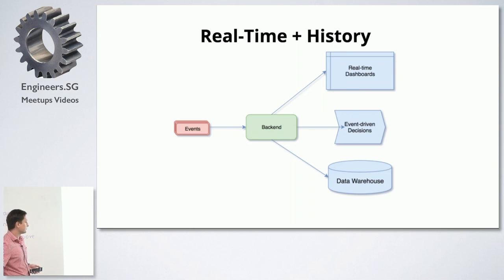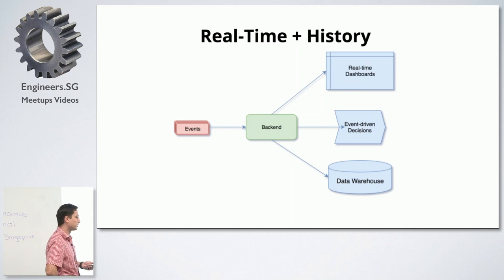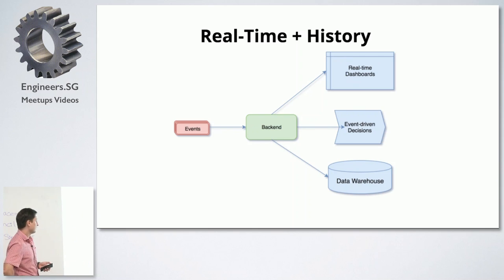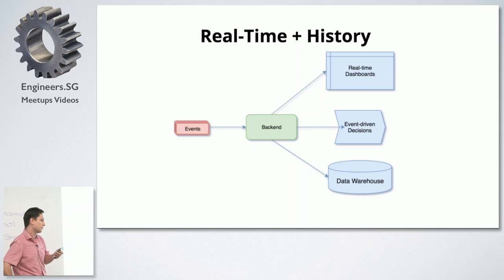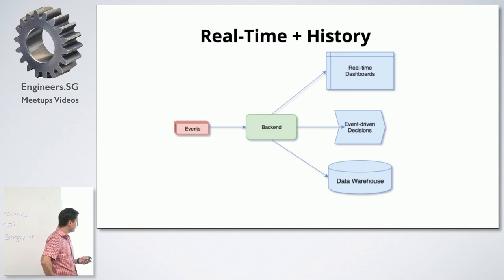We need to have real-time dashboards to see what actually happens on the ground and act quickly before customers get unsatisfied. We need to have event-driven decisions to make them real-time, send SMS, do some kind of adjustments to what's happening. And we need to have a data warehouse with all the events happening on the ground with drivers and with deliveries so that routing team and everyone else will be able to get their insights.